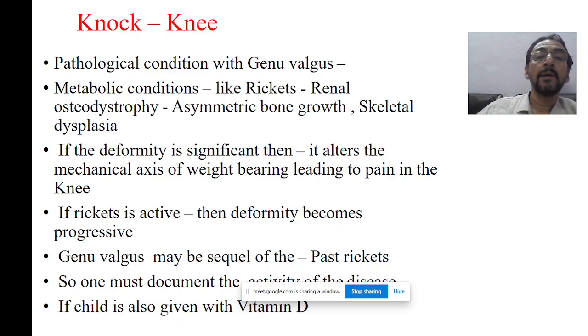Now there are so many conditions which cause bow leg and knock knee pathologically.